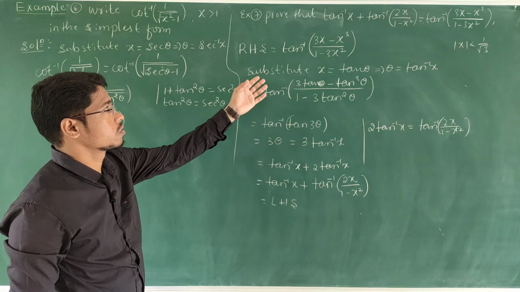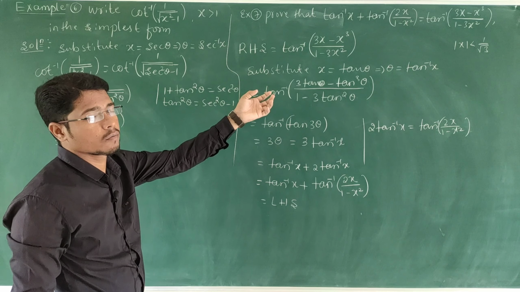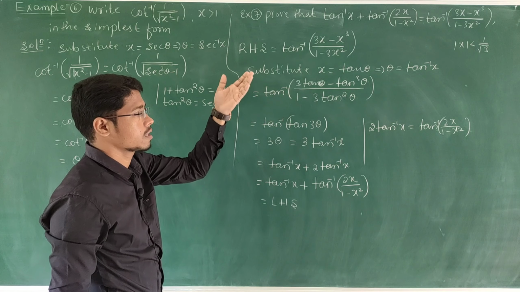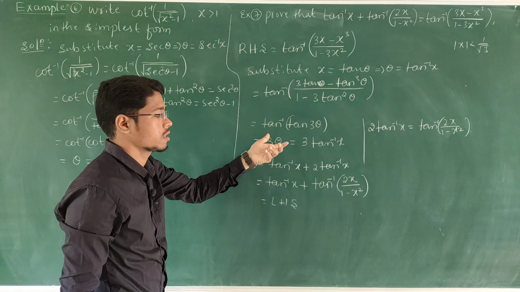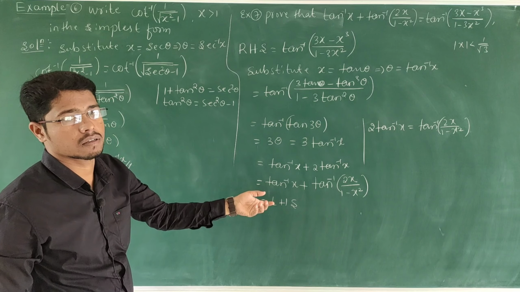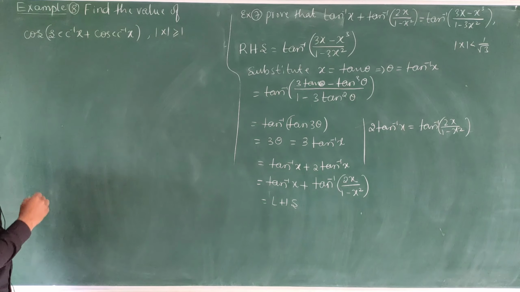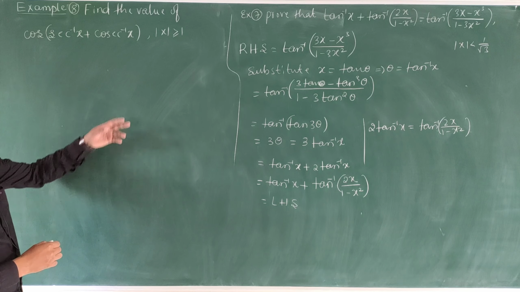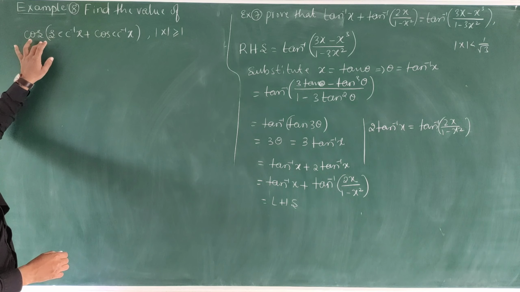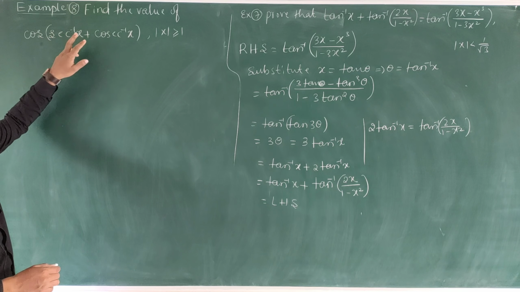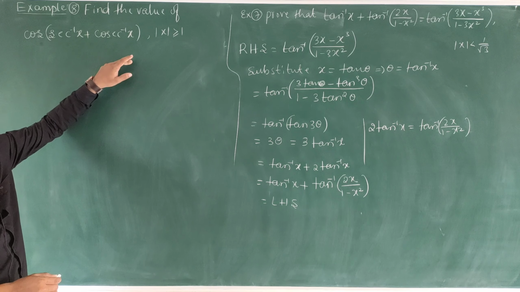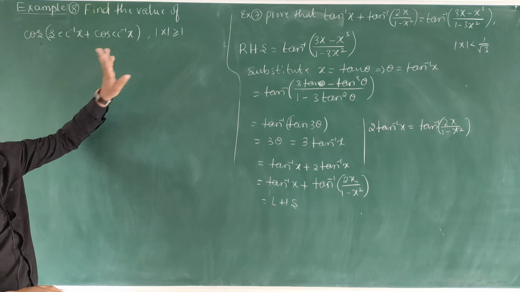Very simple. The whole question is in the form of tan. Substitute x equal to tan theta and simplify, use the trigonometric formulas, and you will get the required result. Now see example number 8. Find the value of cos of sec inverse of x plus cosec inverse of x, where mod x is greater than or equal to 1.